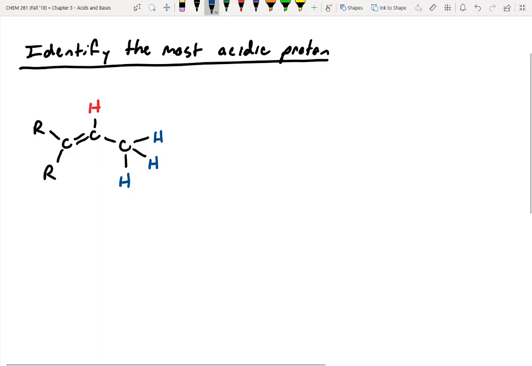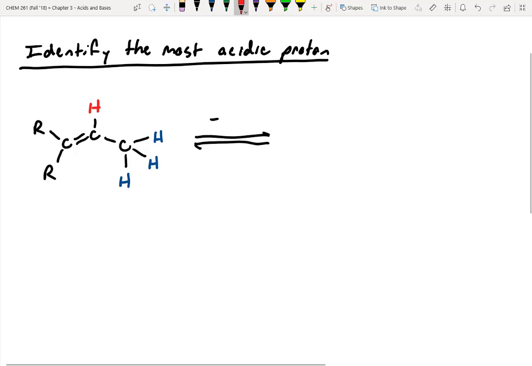Meaning, if I were to treat this with a base, which proton would get removed first, preferentially over the other, the red one or the blue one? So let's try this. It's always good to argue, at least in a classroom, maybe not in Washington, D.C.